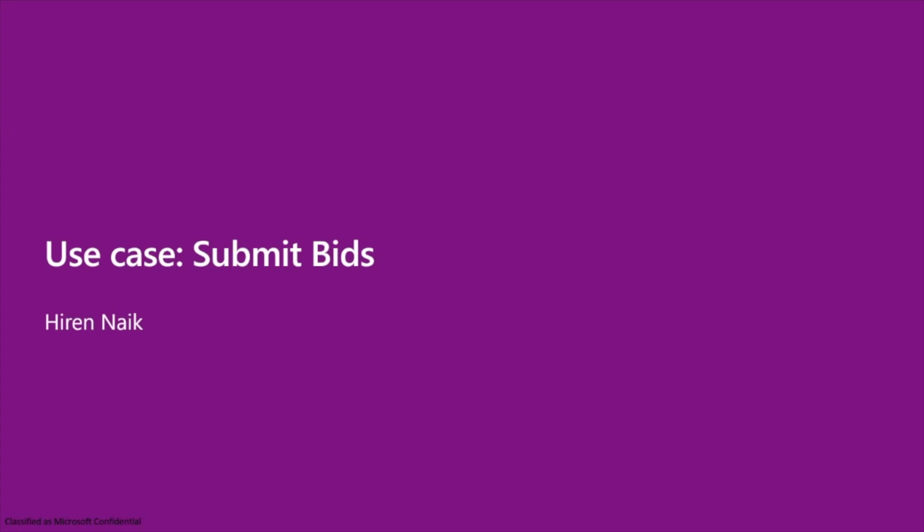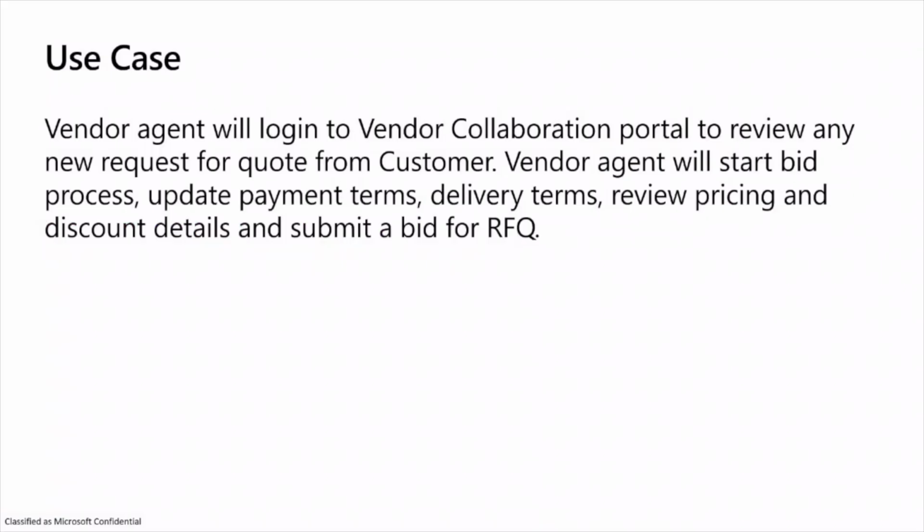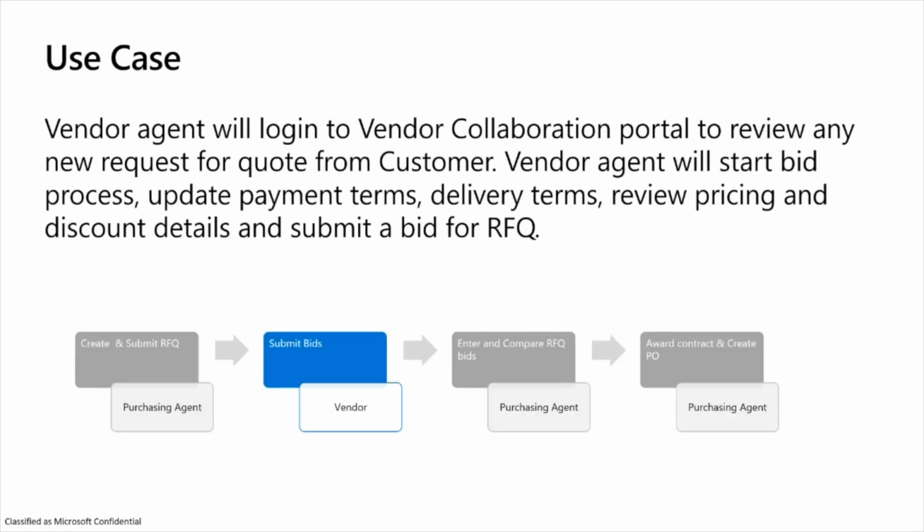So let's review a use case for submitting a bid. In this use case, the vendor agent will log into the vendor collaboration portal to review any new request for quote from a customer. The vendor agent will review the new RFQ request, start the bid process, update payment terms and delivery terms, review the pricing and discount details, and finally submit a bid for the RFQ. In this process flow, we have already seen that the purchasing agent has sent the RFQ to a couple of vendors. Now, I as a vendor will review the RFQ and respond to it using the bid process.